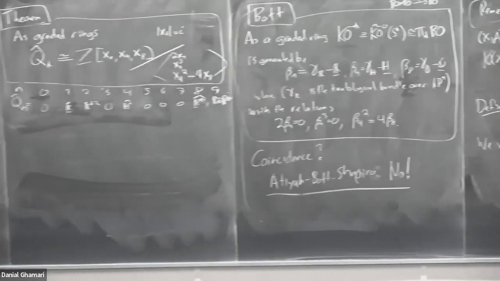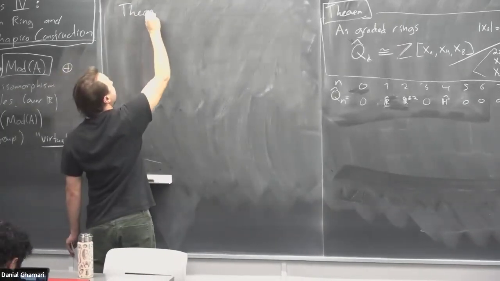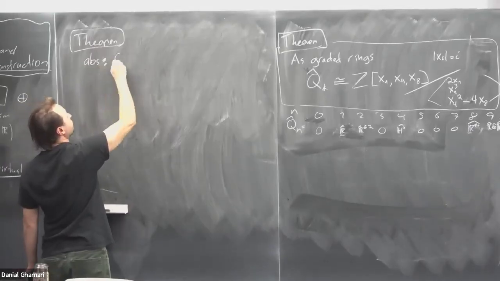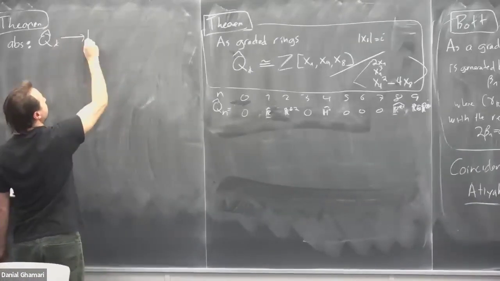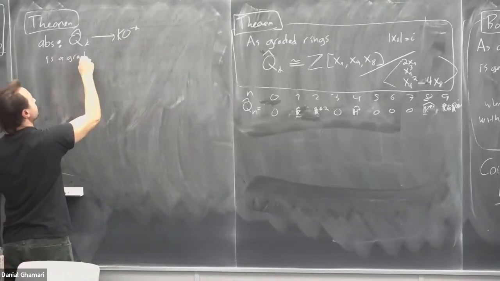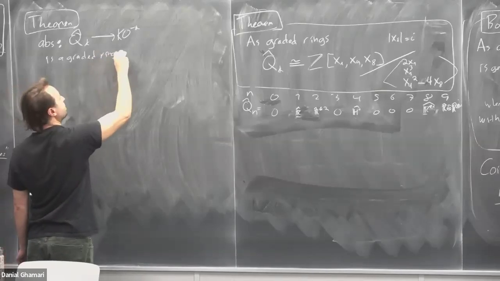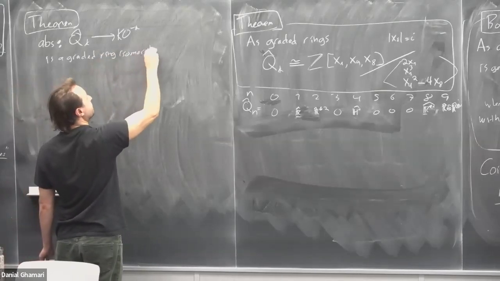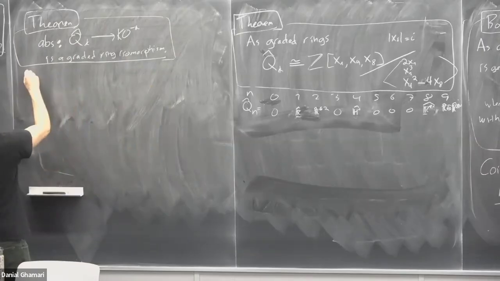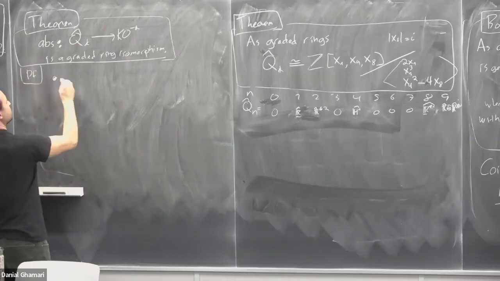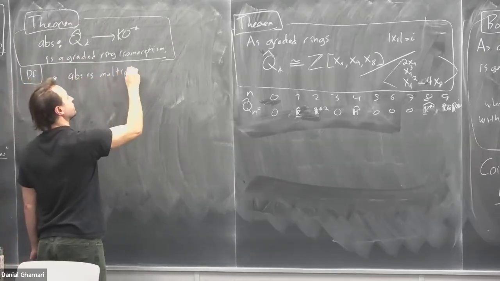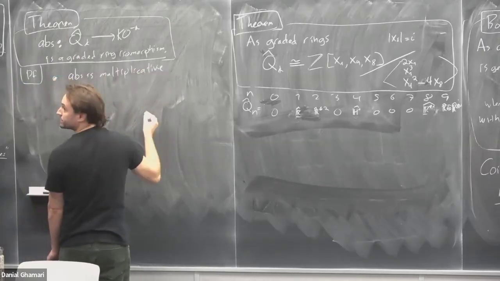Theorem: ABS from the Clifford module quotient, star, to KO star, is a graded ring isomorphism. So what's left to be able to prove this? One is to show that it's multiplicative.